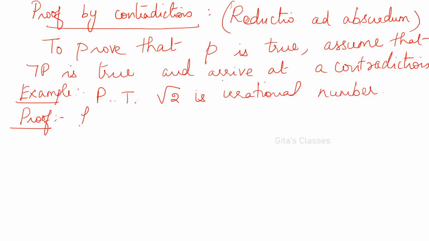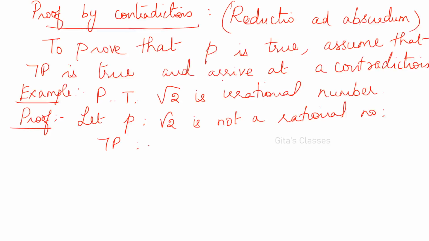So let P be the statement: root 2 is an irrational number. Sorry, not a rational number. Not a rational number or irrational number. So not a rational number. So what is not P now? Root 2 is a rational number, right?